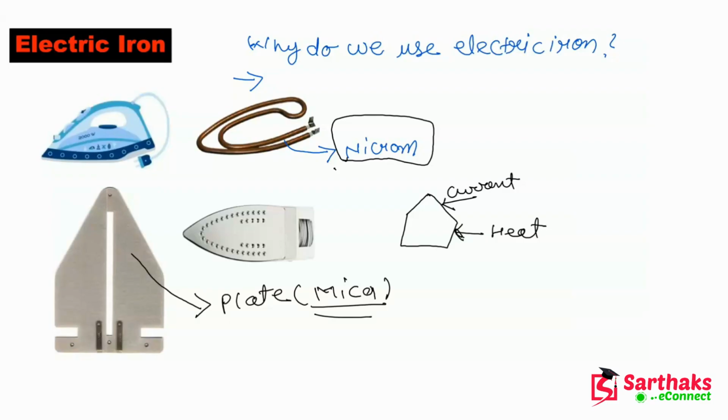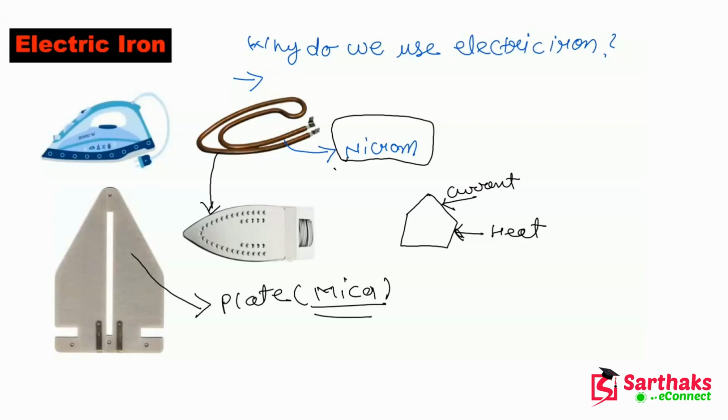So basically, why do we use mica? Because in this nichrome we are flowing some current, and we want that this current should not touch this sheet. Otherwise, when you iron clothes, you will also get a shock of current.